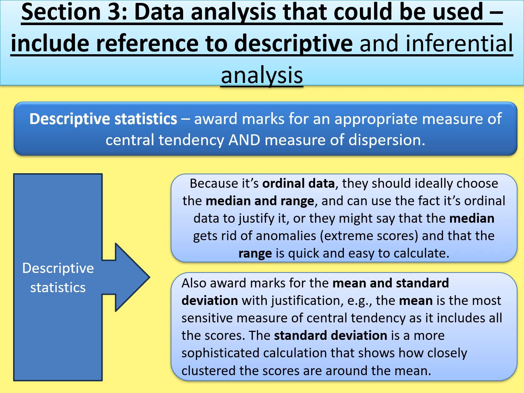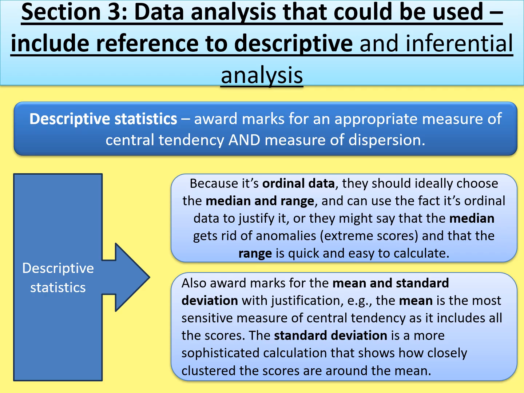And all it says is, what would you use? So the median gives you the middle score, it gets rid of anomalies, and we're using it because we've got ordinal data. Or you could just say, I've chosen the median because it gets rid of those extreme scores and it's quick and easy. And the range, which is your measure of dispersion, is quick and easy to calculate. Now, ideally, you should be choosing the median and range because it's ordinal data, but don't worry, if you decide to go for the mean as your measure of central tendency and the standard deviation as your measure of dispersion, that's fine.